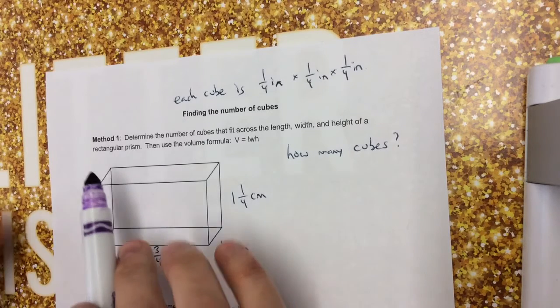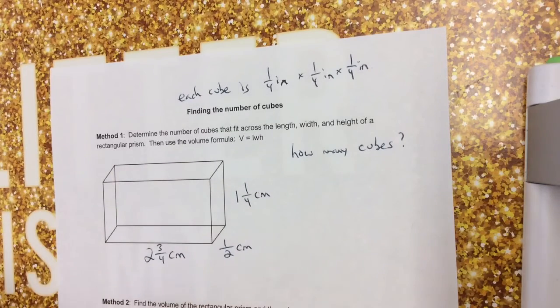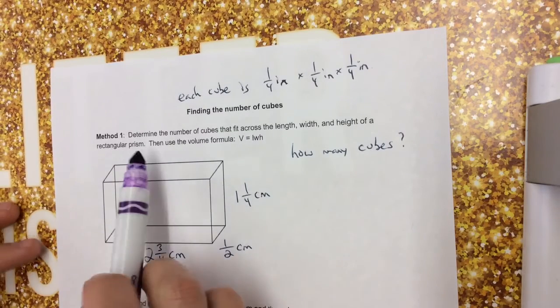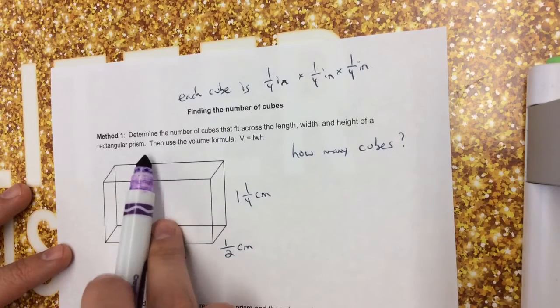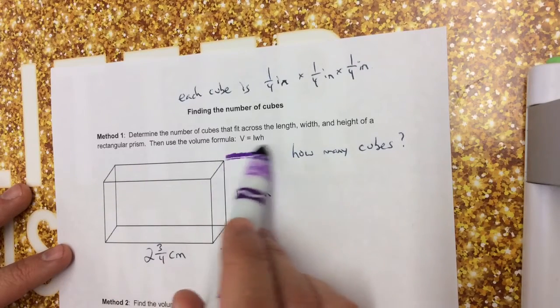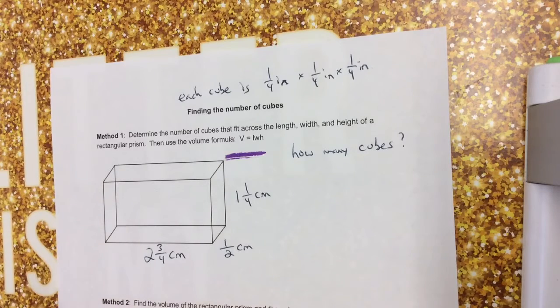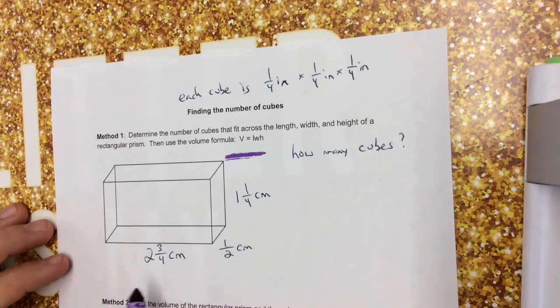So we want to be able to, for method one, back to that easier of the two, but we're going to have to do some conversions here. Determine the number of cubes that fit across the length, width, and height of a rectangular prism, and then using the formula of volume equals length times width times height. So here we have fractional sides.